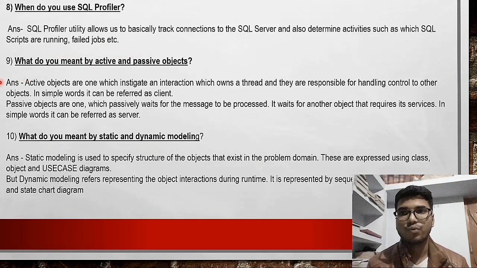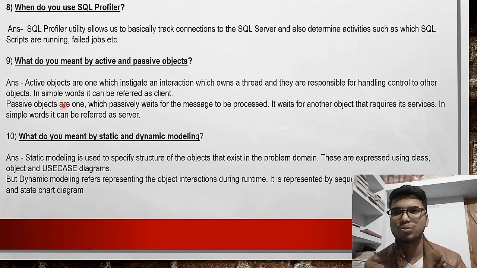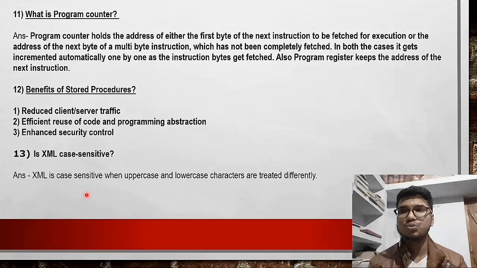So that's the answer. What do you mean by active and passive objects? That's the answer given. So what do you mean by static and dynamic modeling? Here is the answer given. So you have to answer it, and you can learn it definitely. Okay, I can't tell you and read it all, it will take a lot of time here. Okay, so let's move on to the next question.